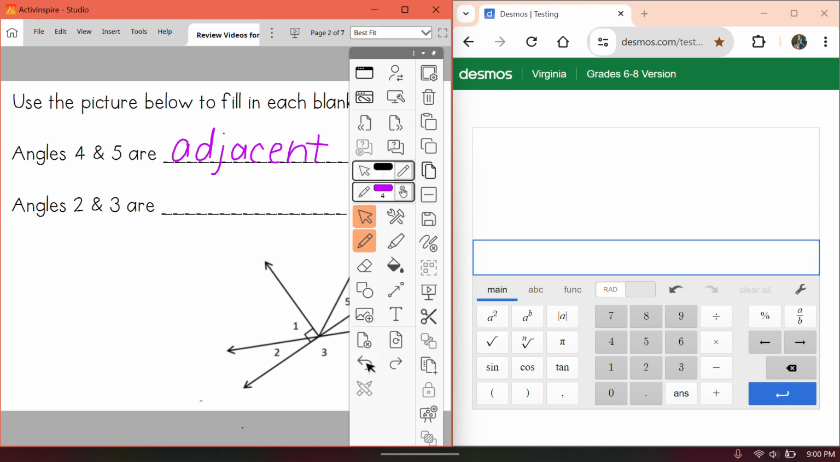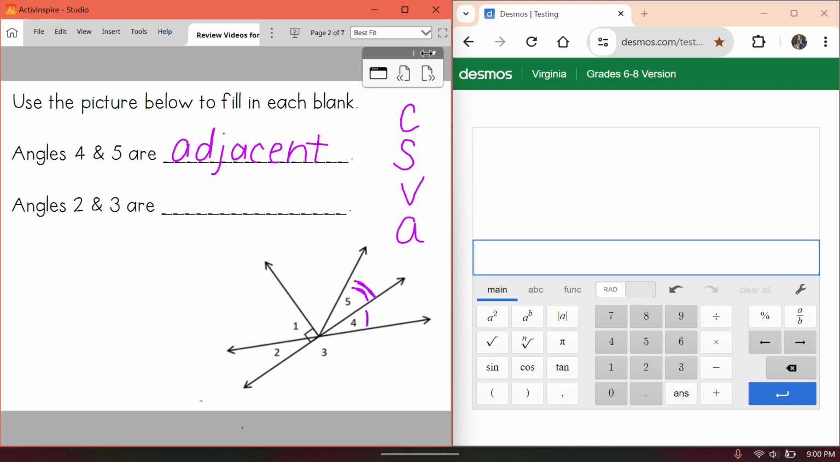All right, then my next pair of angles is angles 2 and 3. So I'm going to mark those a little bit differently. There's angle 2. There's angle 3. And immediately I notice something about these. So it is true, they are adjacent, but I'm not going to pick that answer again.